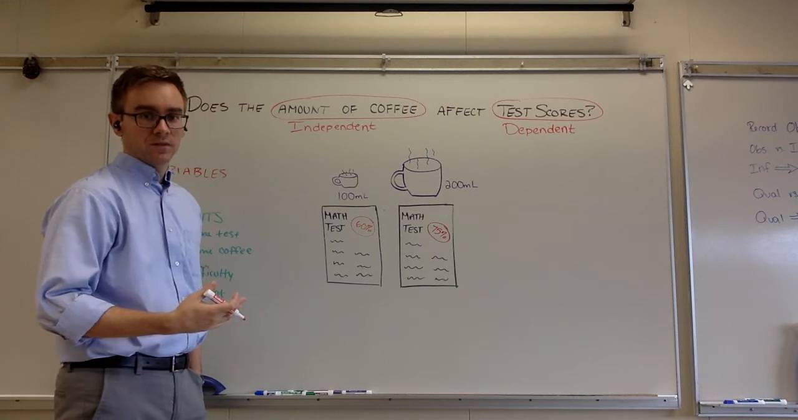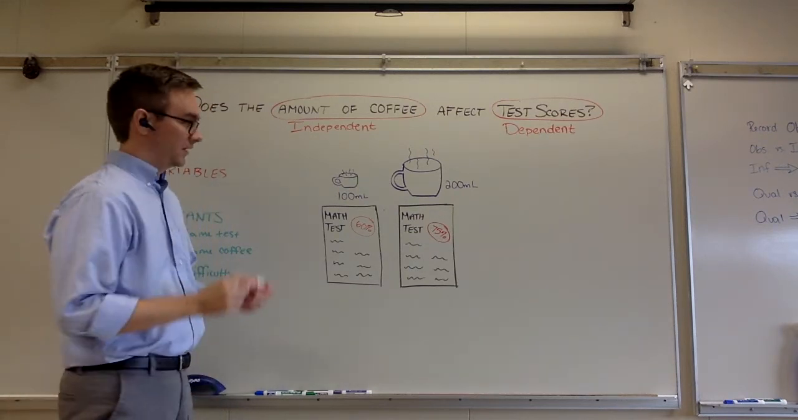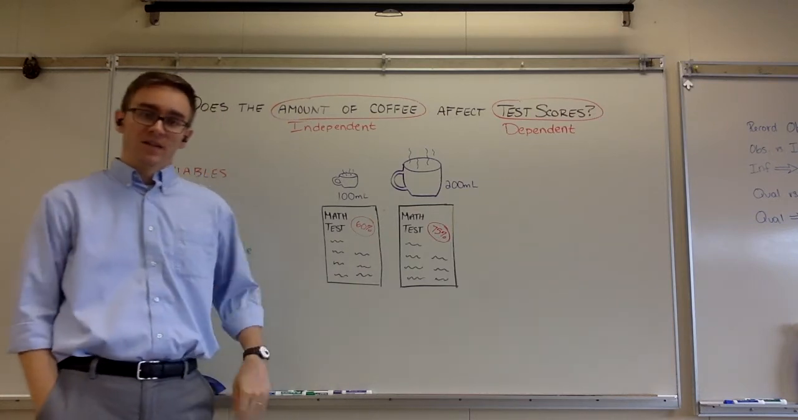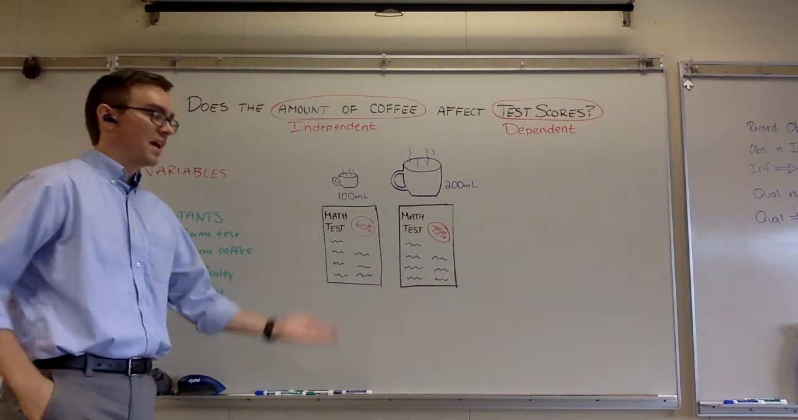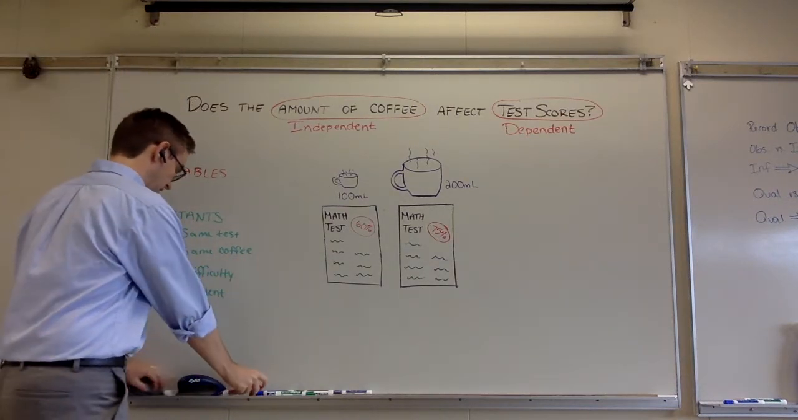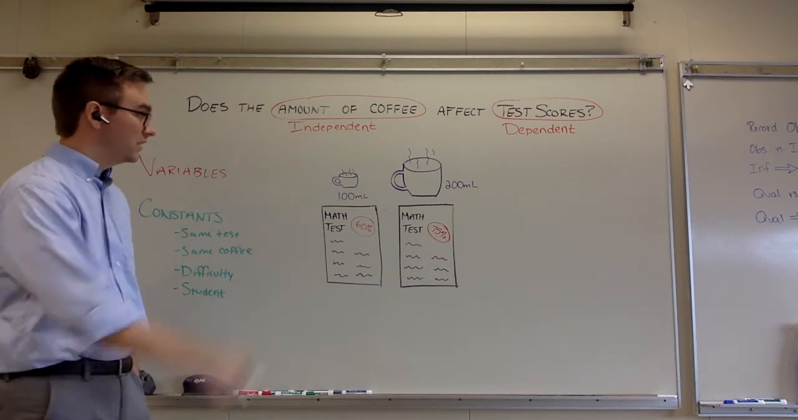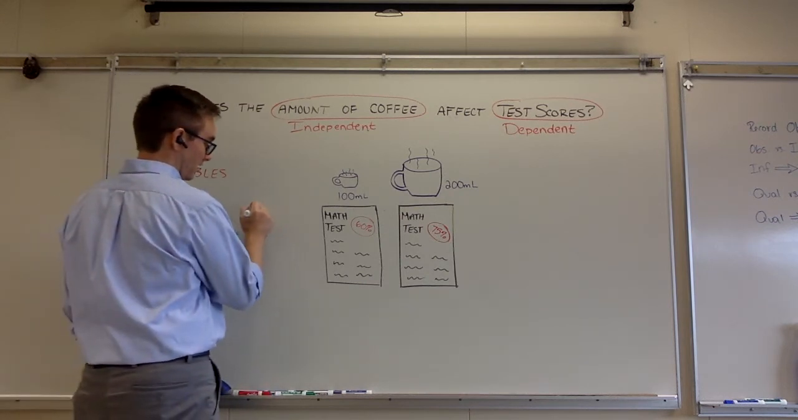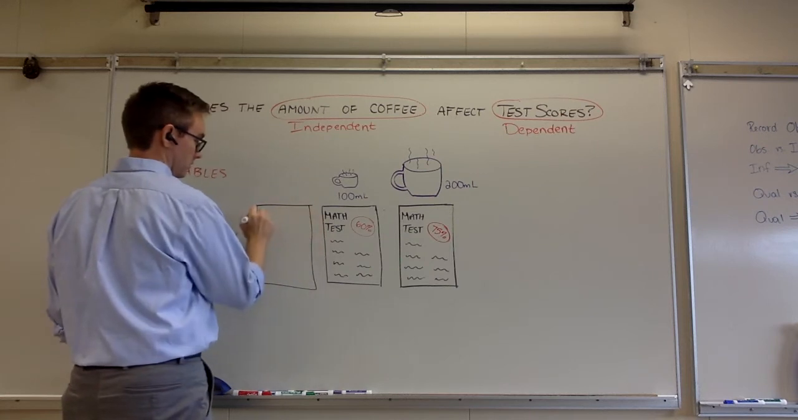There's a problem. All right? This is still missing one thing. Is having coffee good at all? In an experiment, we try to compare it to a natural state, if you will, something where the independent variable isn't included. So we need to include one more group. So I'm going to draw another math test.